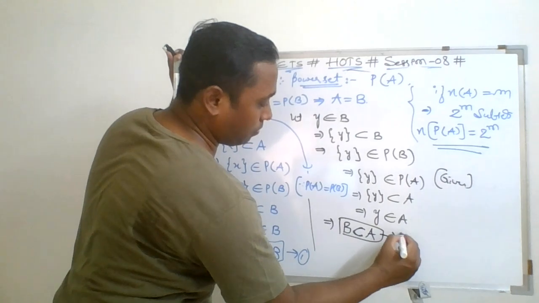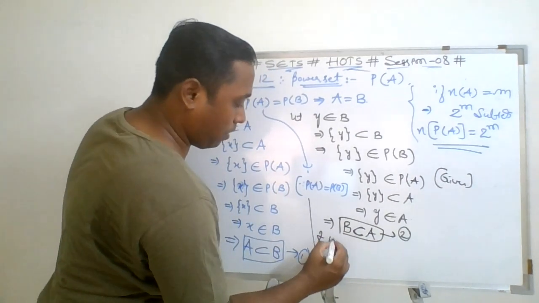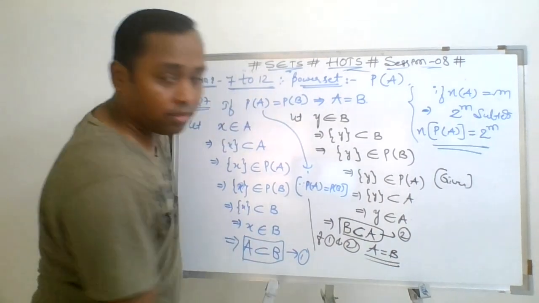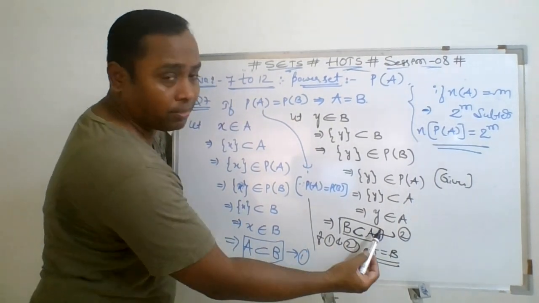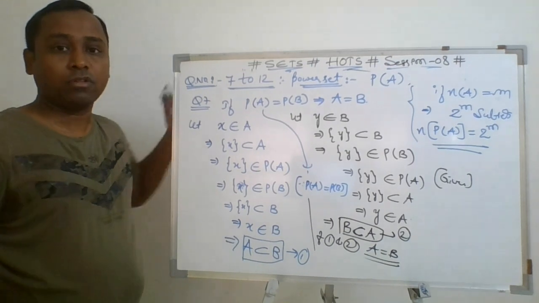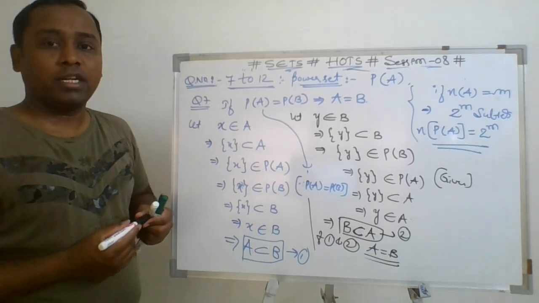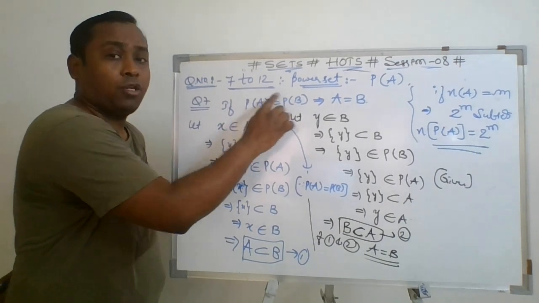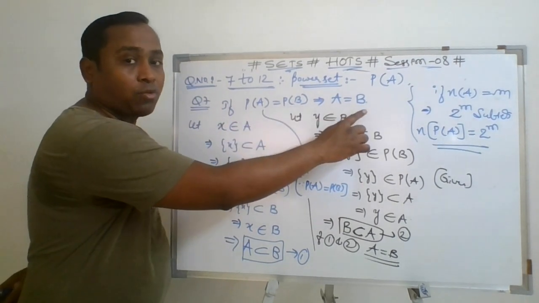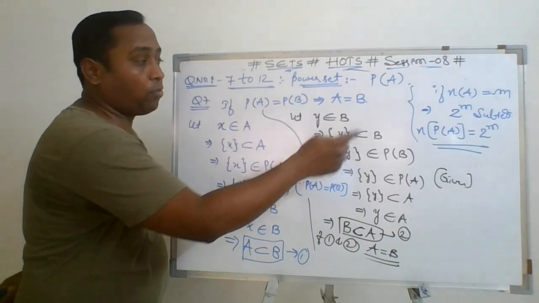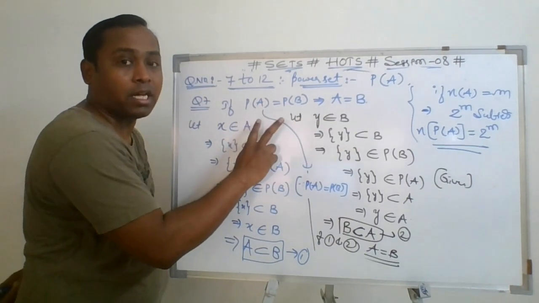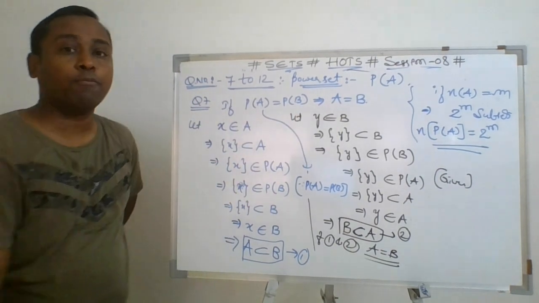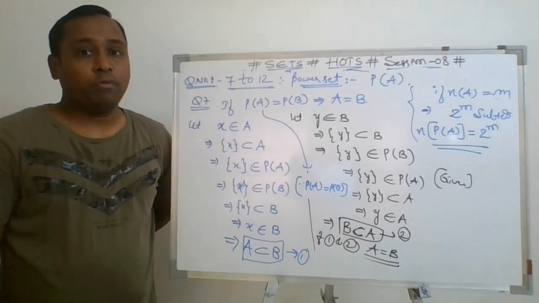So this is result number 2. Now from 1 and 2, what I can say? A is equal to B. Because A subset B, B subset A, so definitely A is equal to B. So this is related to power set. Remember, if P of A is equal to P of B, then A must be equal to B. Vice versa, you can prove. If sets are equal, then power sets are equal. If power sets are equal, then sets are equal. It's a very important result related to power set.